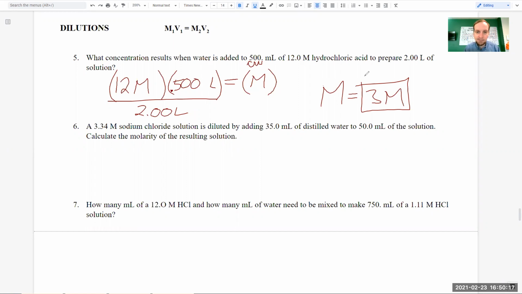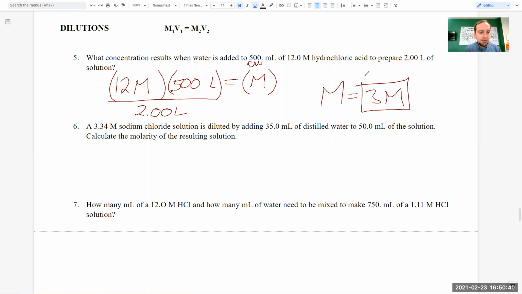Notice my final concentration is 4 times less than my original 12 molar, because again, it's dilution. You can't dilute and become more concentrated. That's not really called a dilution. That's when you're concentrating something. That's the opposite side of the equation, I guess. I'm not sure what to say there.